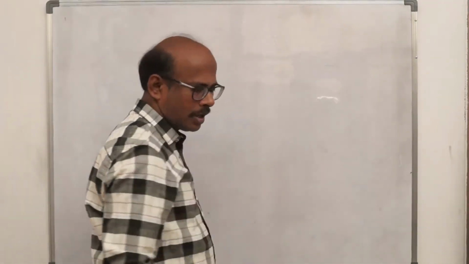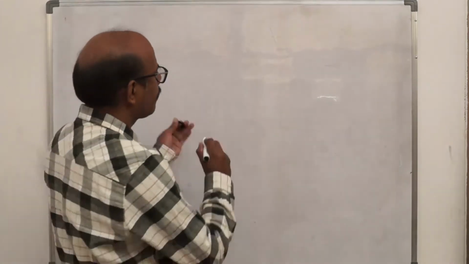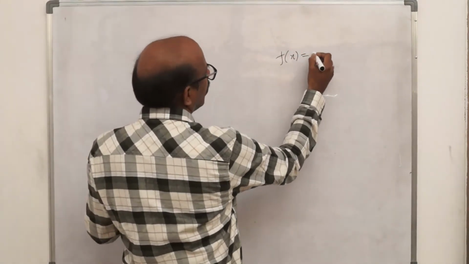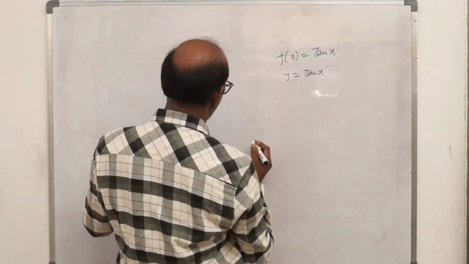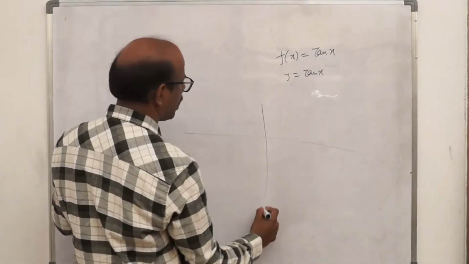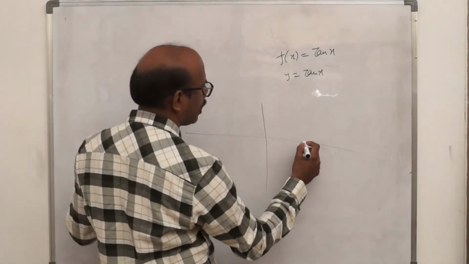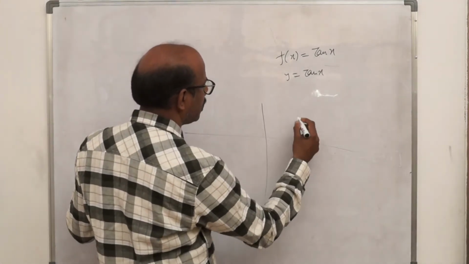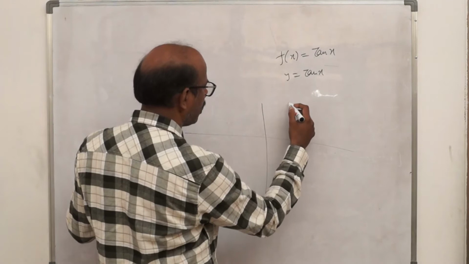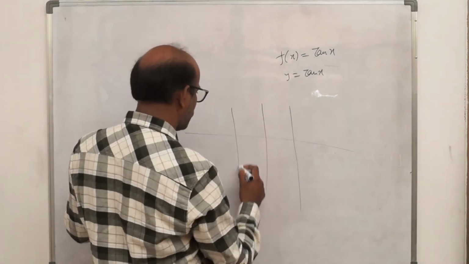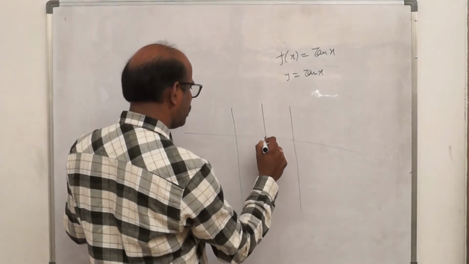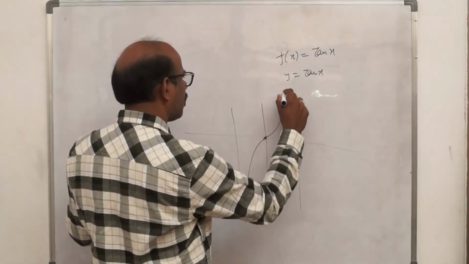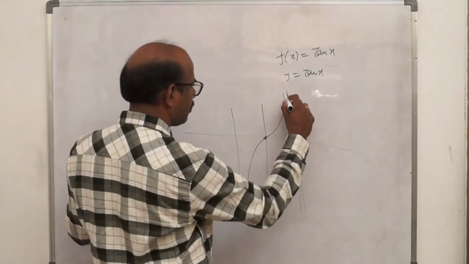For given x values we get y values. So f of x equal to tan x is our graph, and it will be shaped like this. By giving x value 0, tan 0 is 0, at 45 it is 1, at 60 it is root 3, and at 90 it is not defined. So the graph has an asymptote at pi by 2.